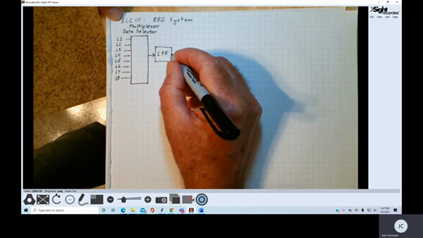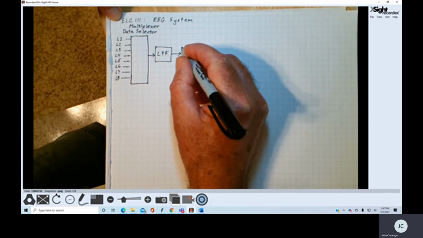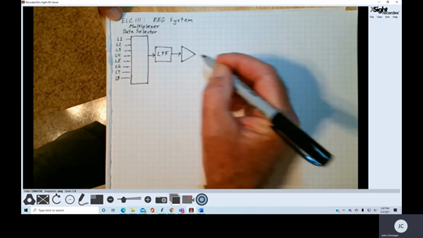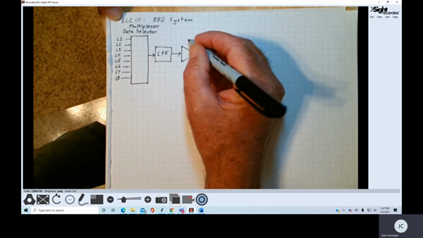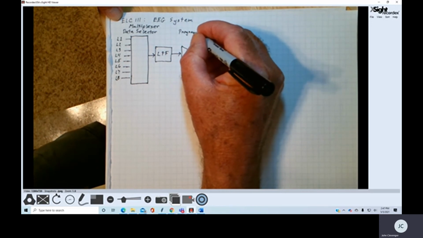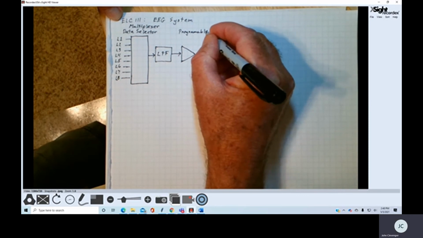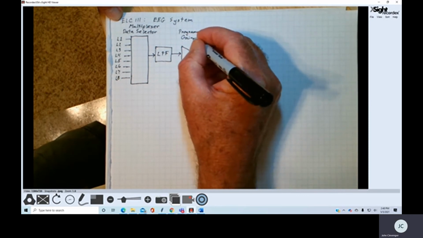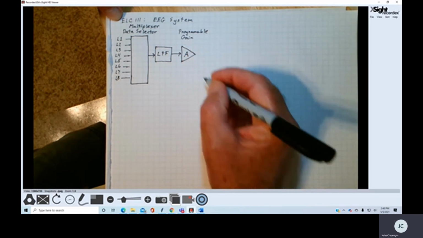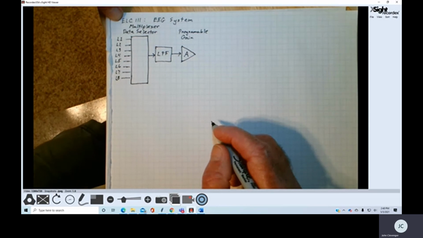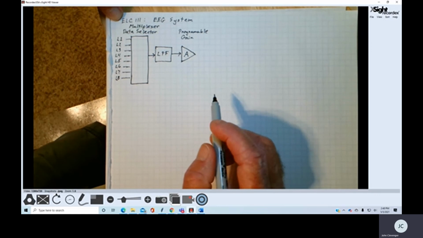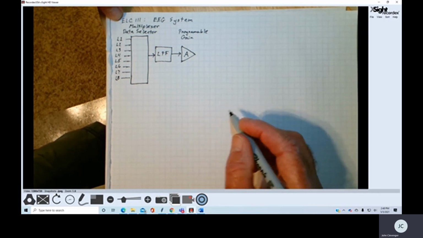Now, the output from the low-pass filter is going to go into an amplifier, and we'll just draw our traditional symbol for an amplifier here. But in most cases, this is going to be what we call a programmable gain amplifier. And I'll show the connections here in a minute. I'll just draw an A here for our amplifier. We'll talk about the operation of this programmable gain amplifier and why it's important here.